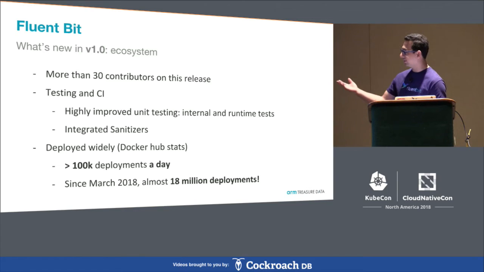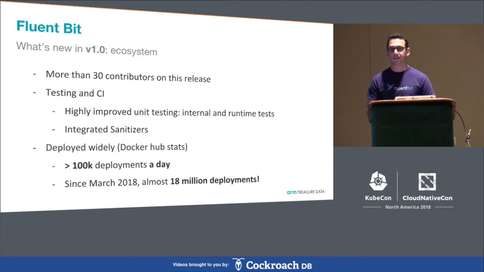And also, just some news, since March of this year until now, we have around 18 million deployments. Well, it's 17, almost 18. And that's a lot. So every day we get like 100,000 deployments in Kubernetes, because somebody is running a node or spinning up new VMs for their cluster, they're using Fluent Bit or Fluentd.